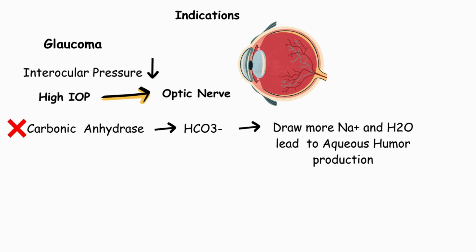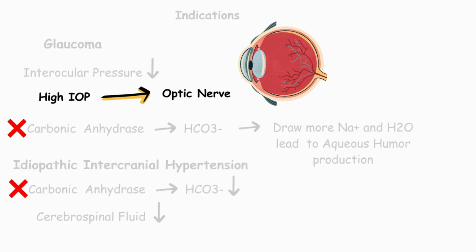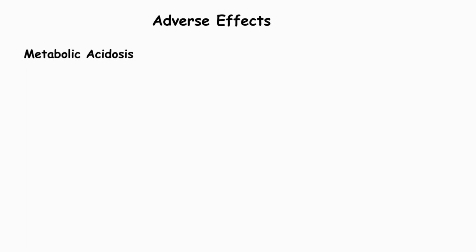It can also be used in idiopathic intracranial hypertension, which is a condition caused by high cerebrospinal fluid production without a disease or tumor. Here it inhibits carbonic anhydrase and decreases bicarbonate production that draws sodium and water into the cerebrospinal fluid. Its adverse effects include metabolic acidosis due to excessive bicarbonate loss and increased proton level in blood.